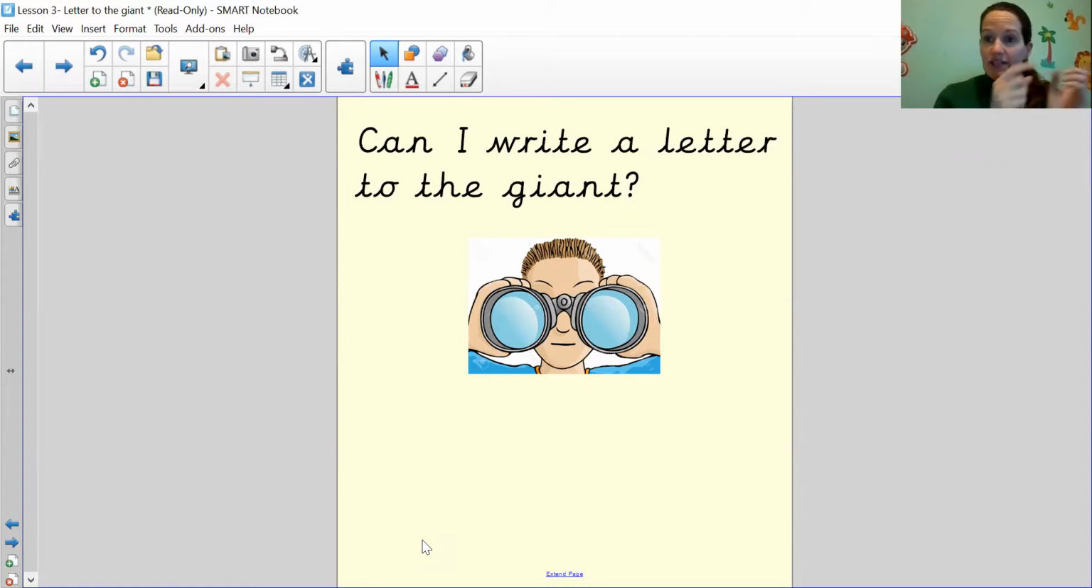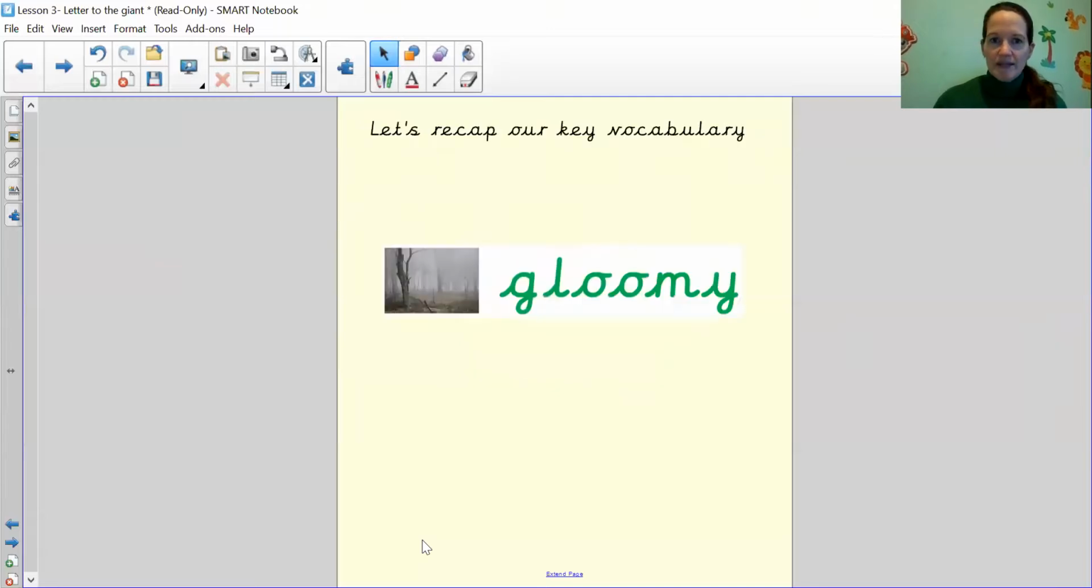Now, we wrote letters last half term to the crocodile. Do you remember? In the enormous crocodile, we wrote him a letter. So today we're going to be writing a letter to the giant. So let's go over some vocabulary.